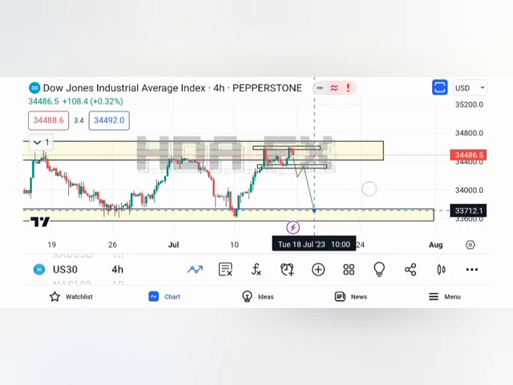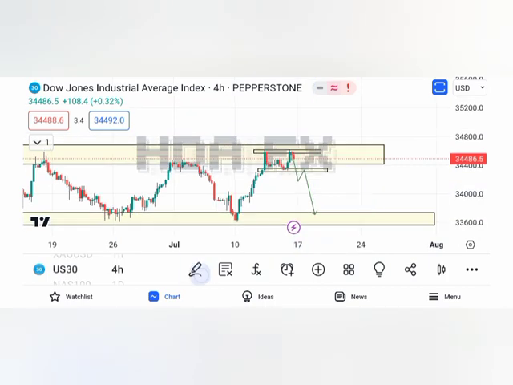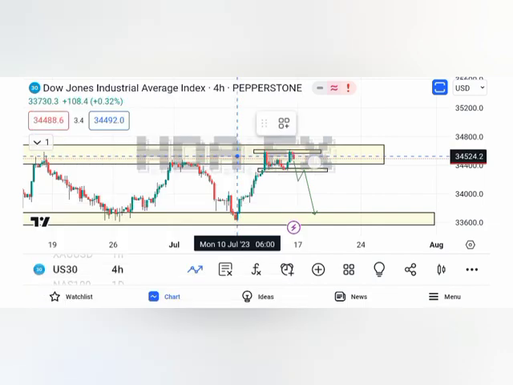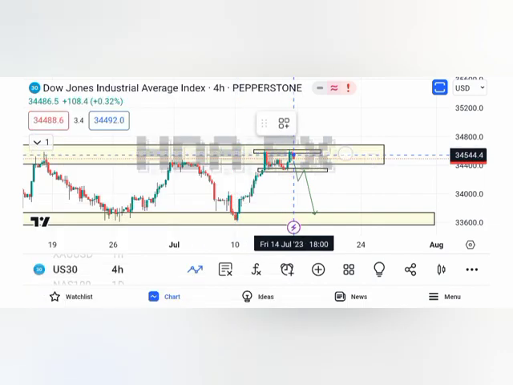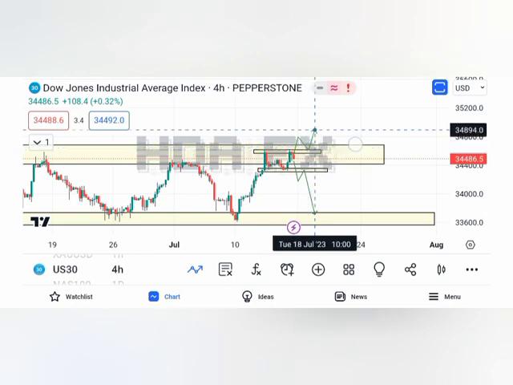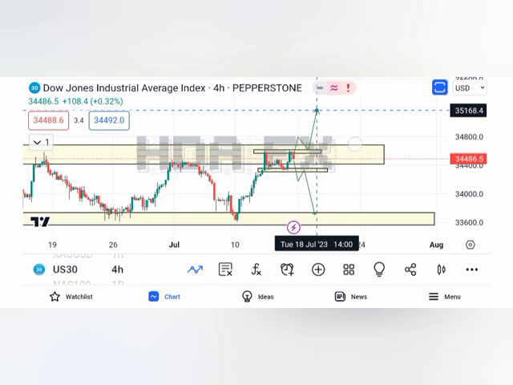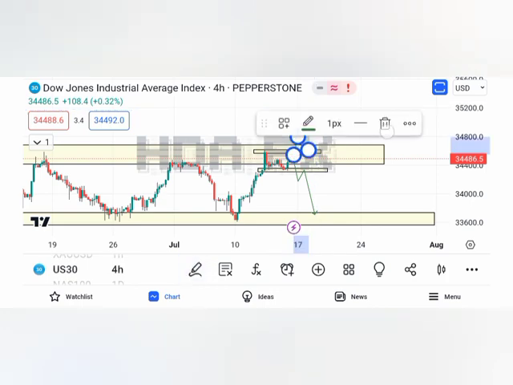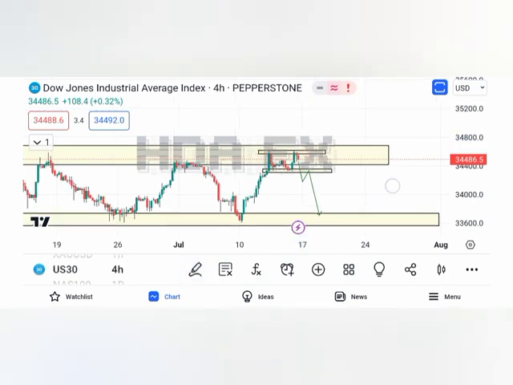But it's also likely that price can break upwards. So if price breaks upwards, this is what I want to see: a break upward and a retest into the zone, then I place my buy trades continuing upwards. So now this is what I have on US30. This is my analysis on US30.